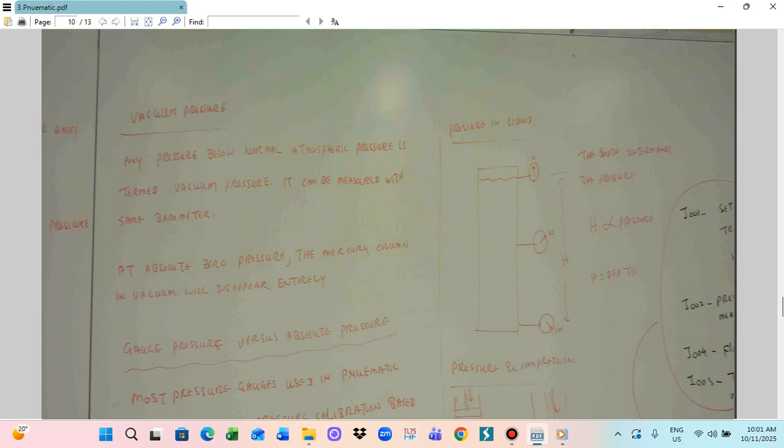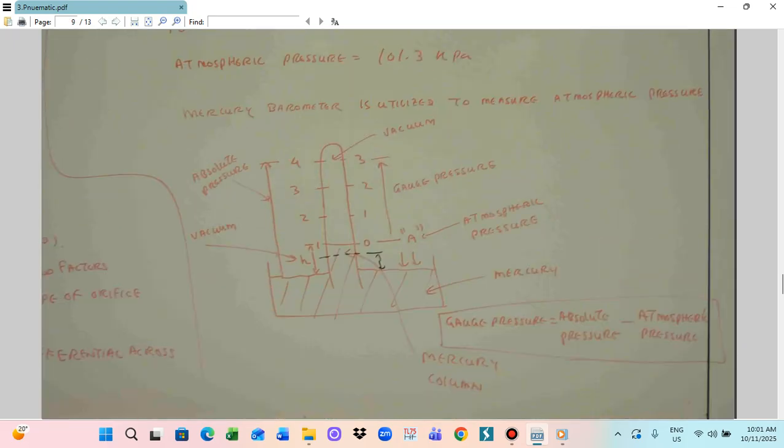You can see that this level is the air pressure. So air pressure is 101.3. Any pressure less than the air pressure, then we call it vacuum pressure. Vacuum pressure means any pressure less than air pressure. So we utilize the vacuum pressure especially in refrigeration.